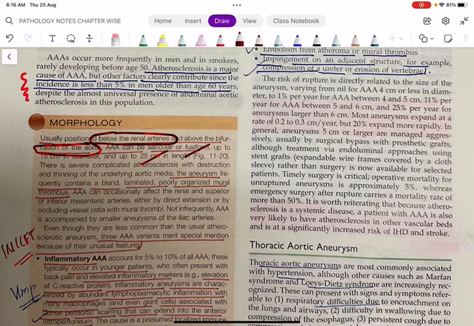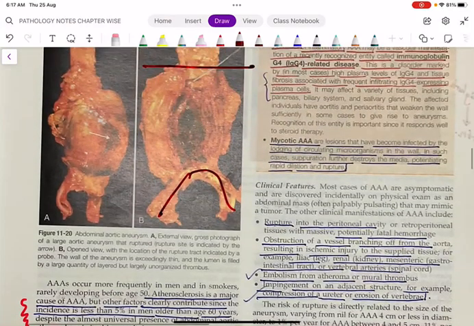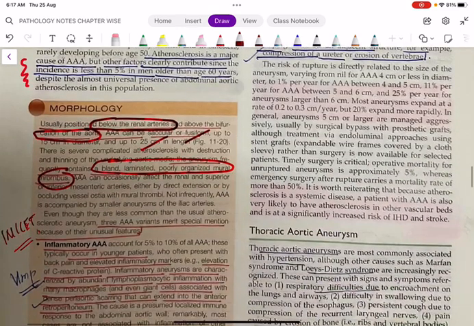Okay. Then the aneurysm has a bland, laminated, poorly organized mural thrombus. That is what you are seeing, this red color thing. This is what we call the mural thrombus. Fine. Okay.